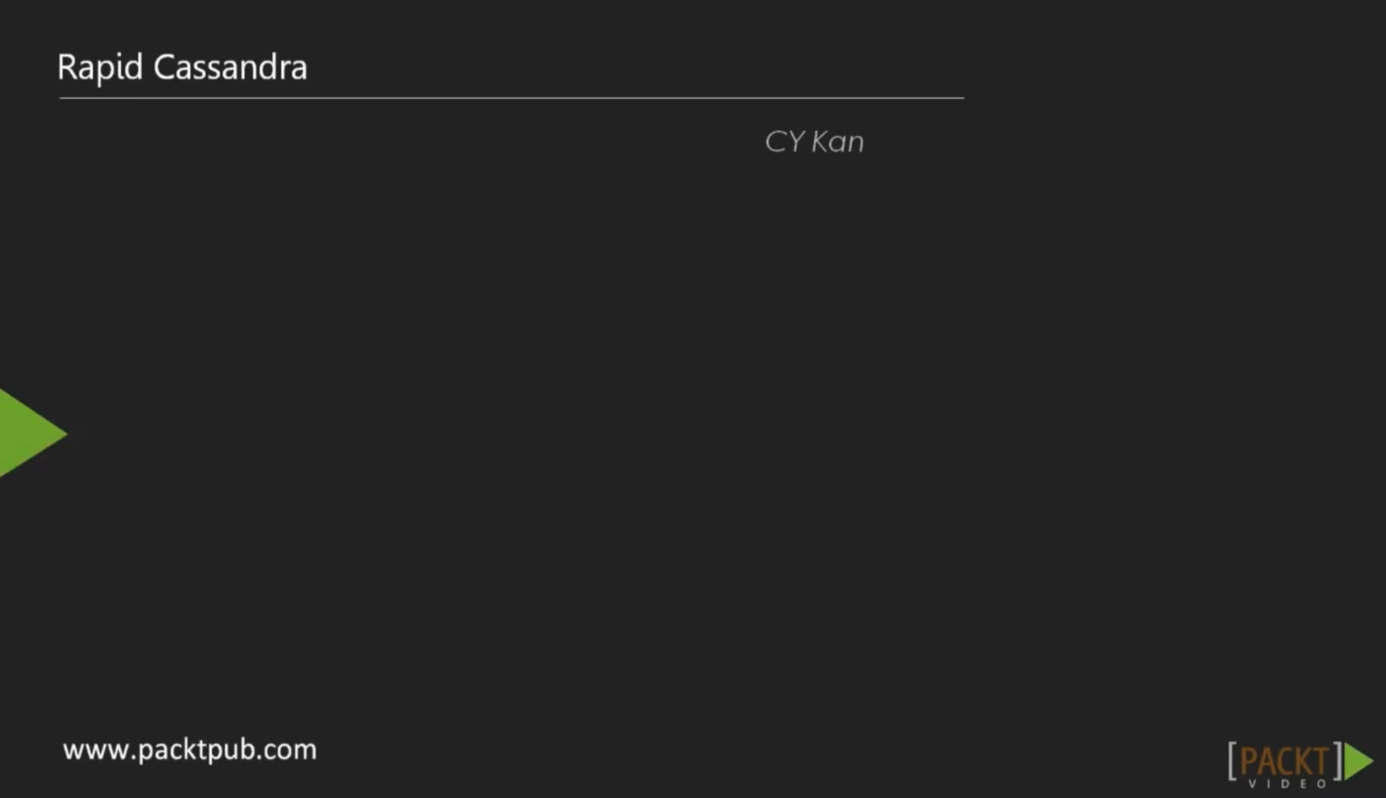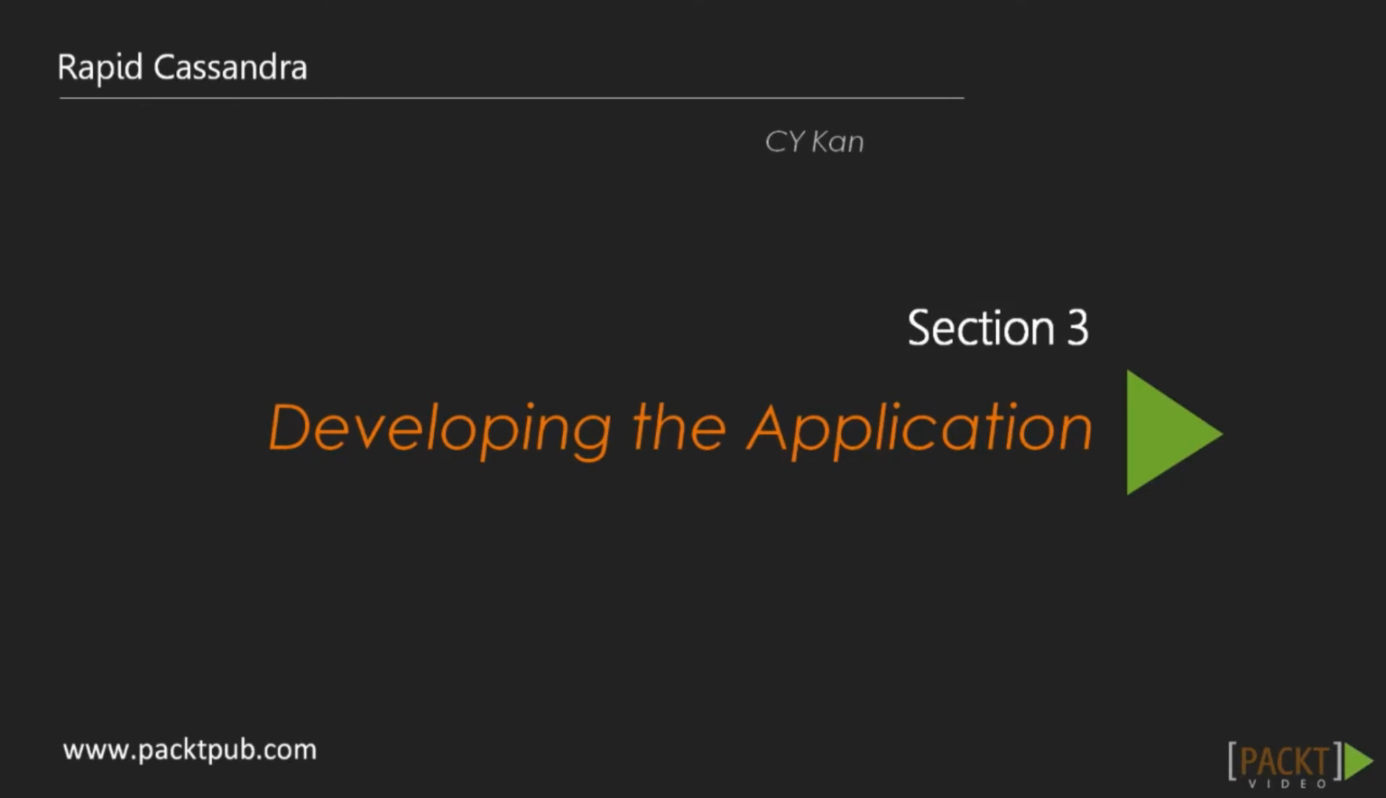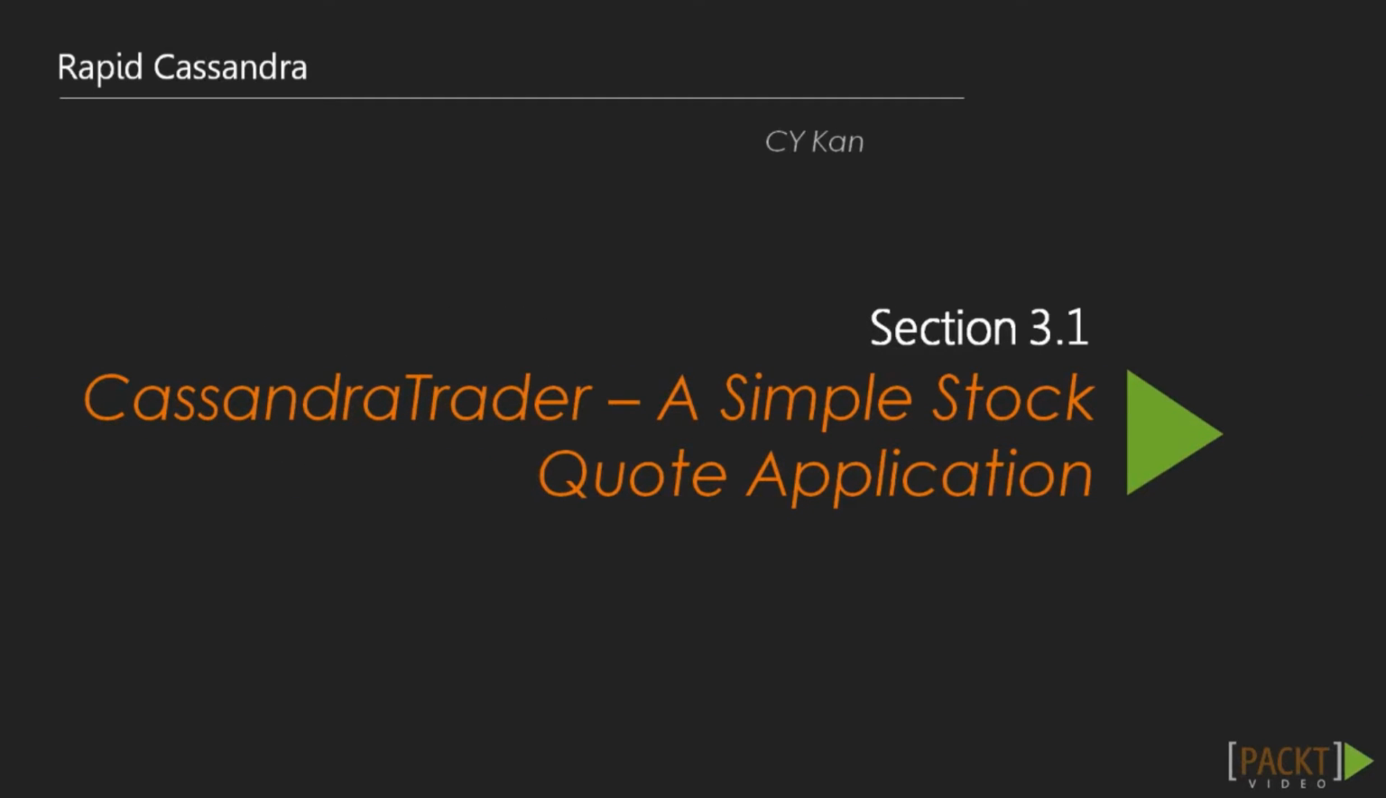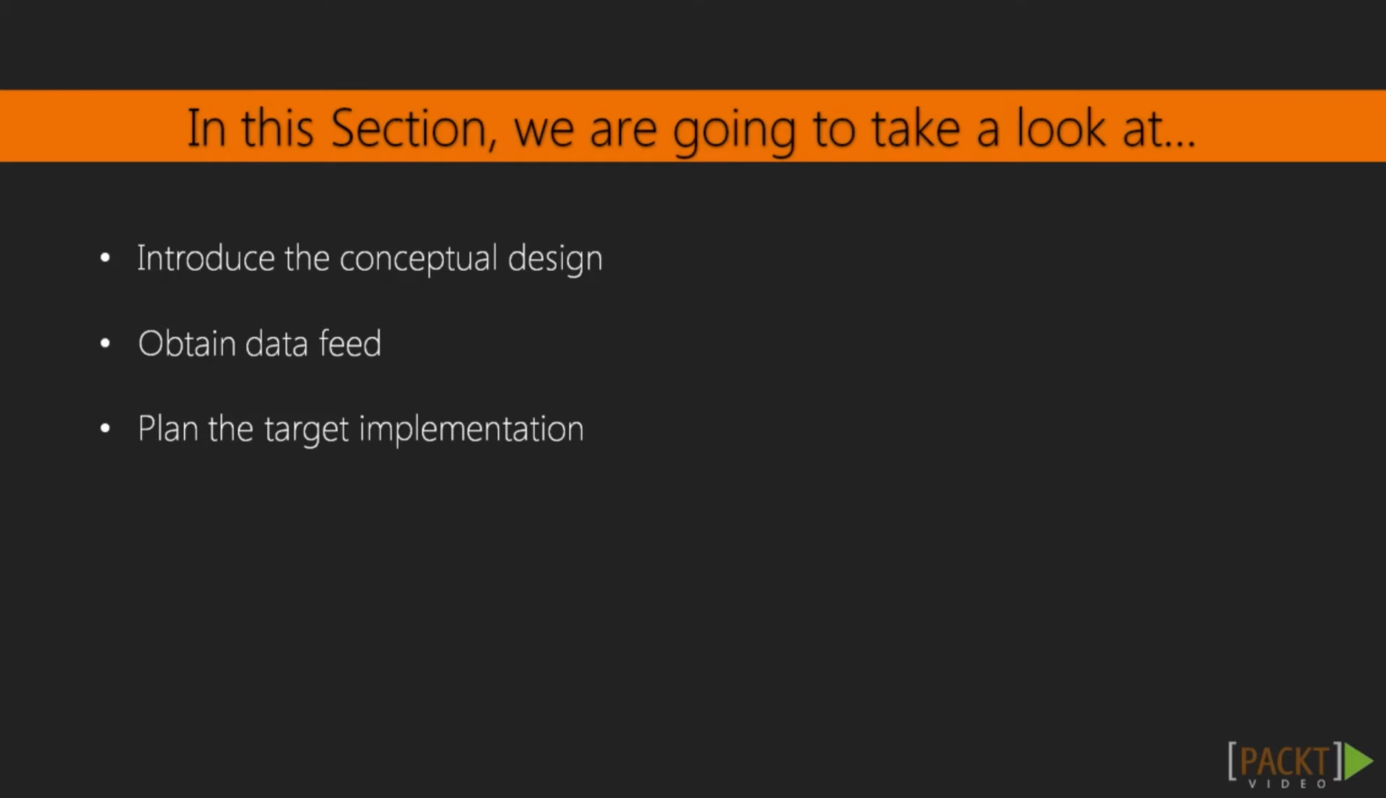Welcome to the Rapid Cassandra e-learning course, section 3, developing an application. In this section, we'll develop a running real-world application using Cassandra. The application is called Cassandra Trader, which is a simple stock quote application to scan for trading signals. We're going to introduce what Cassandra Trader is about and its conceptual design. Then we'll present how to obtain financial data feed on free internet website, and we'll plan how to actually implement Cassandra Trader.